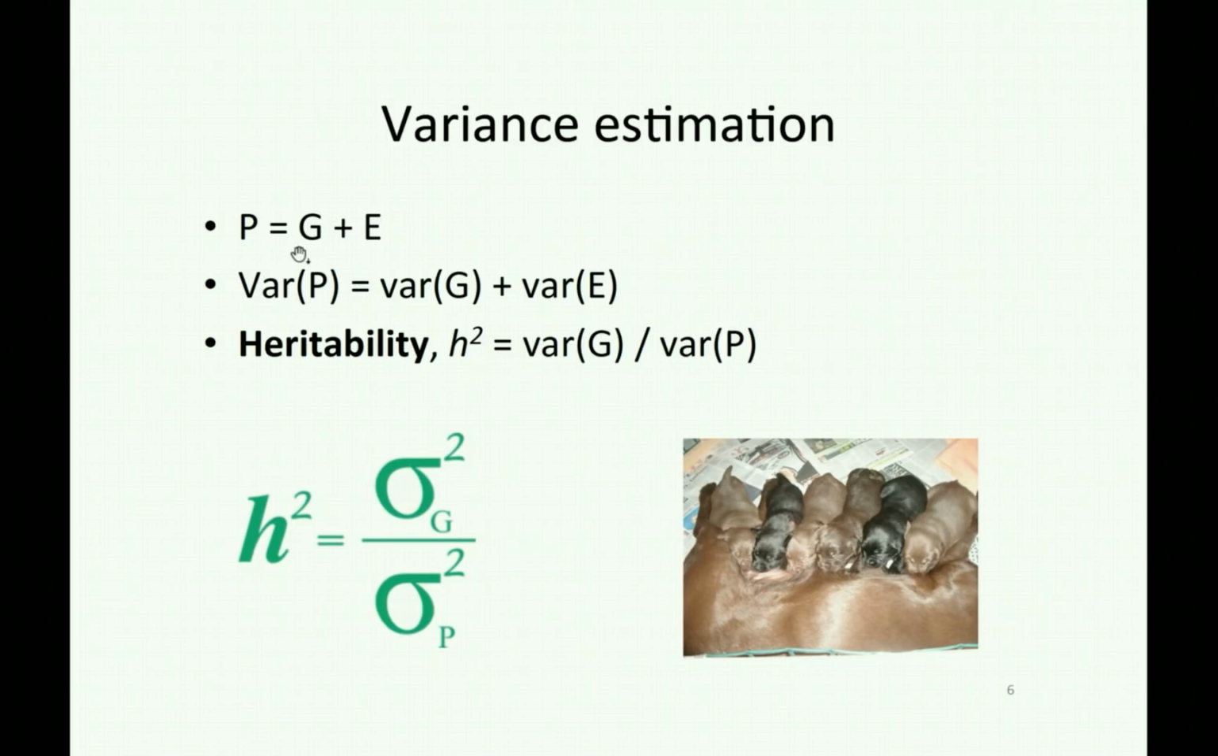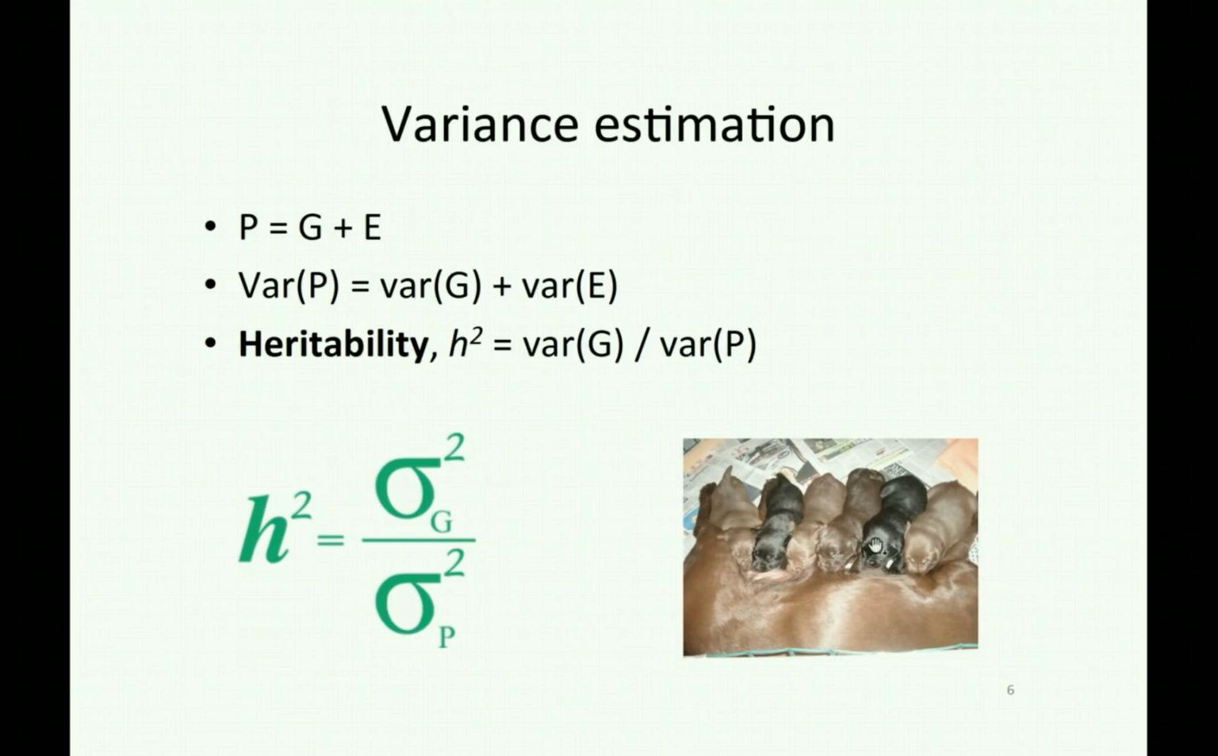Also, phenotypic variance is decomposed into genetic variance and residual variance. So heritability, which is one of the most important population parameters or genetic parameters, is genetic variance scaled by phenotypic variance, that is the sum of genetic variance and residual variance. So variance is often noted by sigma squared. So this is the genetic variance and this is the phenotypic variance.